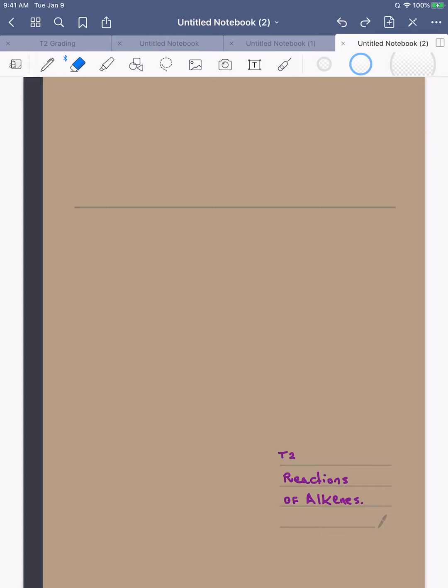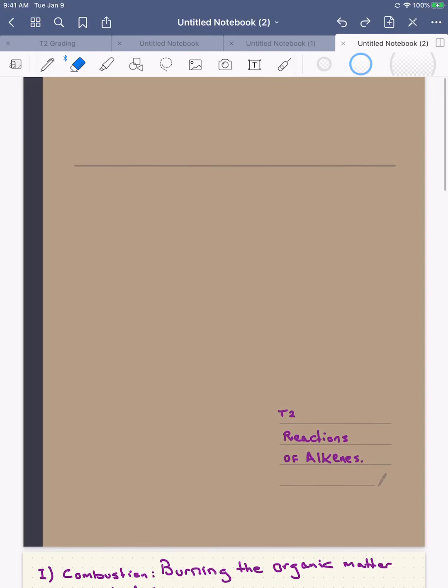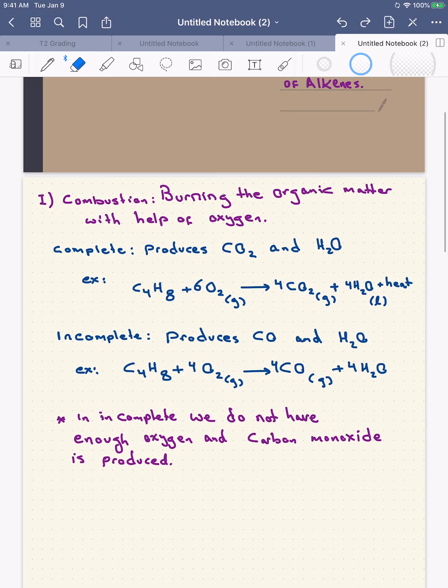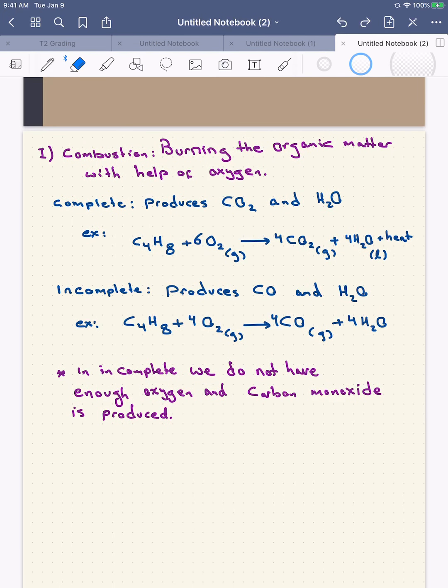Okay, we are going to look at reactions of alkenes, and there are two categories. One is called combustion, the other one is addition. So first let's look at combustion. Combustion is simply burning the organic matter with the help of oxygen. There are two kinds of combustion: it's either complete or incomplete.